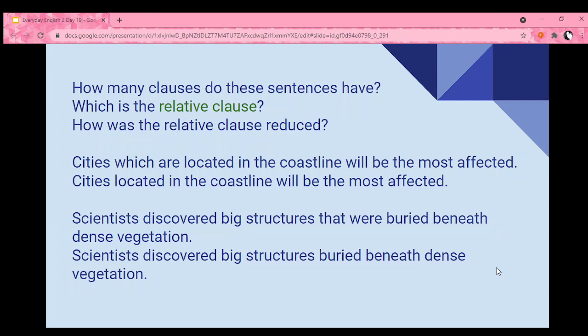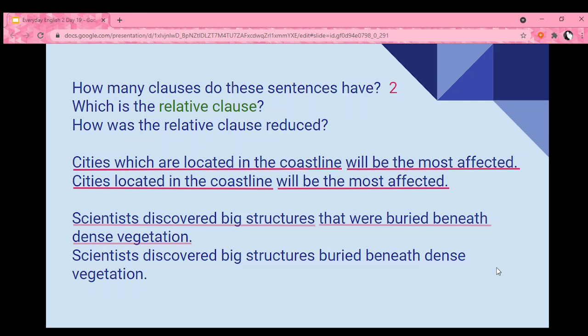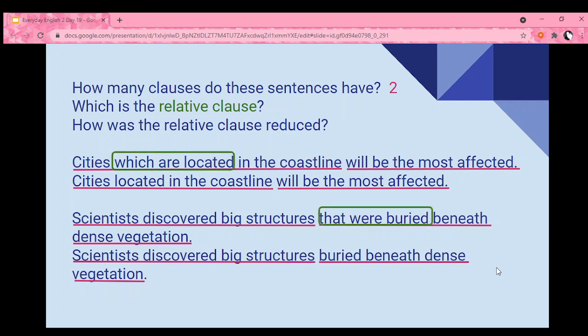If you notice, these sentences have 2 clauses, right? Cities which are located in the coastline will be the most affected, right? 2. The same in the second option, cities located in the coastline will be the most affected. Scientists discover big structures that were buried beneath dense vegetation. Okay, now the relative clauses that you should have found were which are located and that were buried.